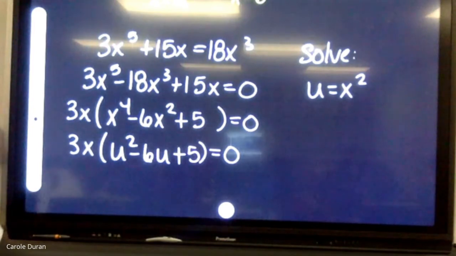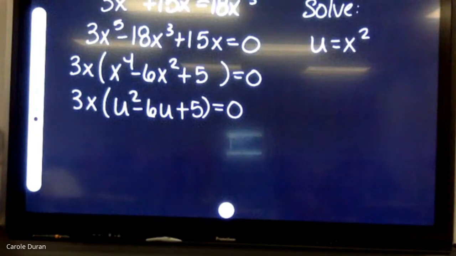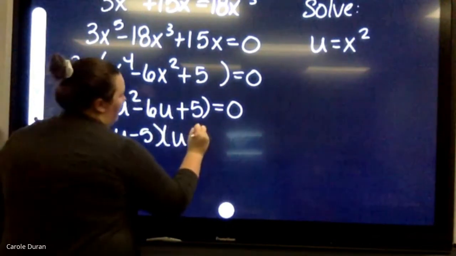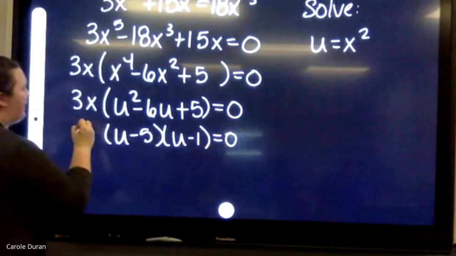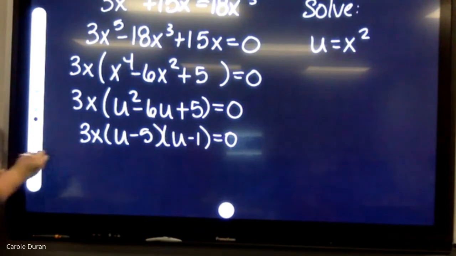Okay. So what two numbers multiply together to get a positive 5 and add to get a negative 6? Negative 5 and negative 1. Only options. So I get u minus 5 and u minus 1, and I still have that 3x out front. Once I have it factored as far as I can with the u, I replace the u with the original x squared that was there.